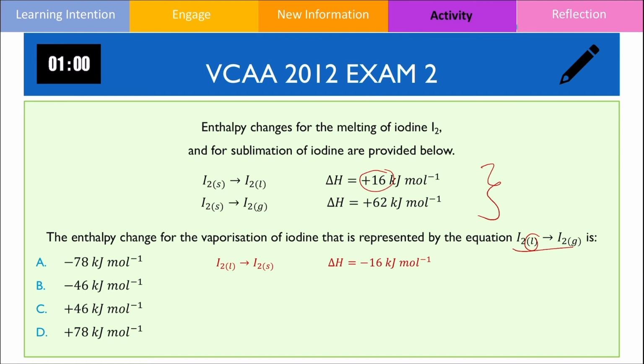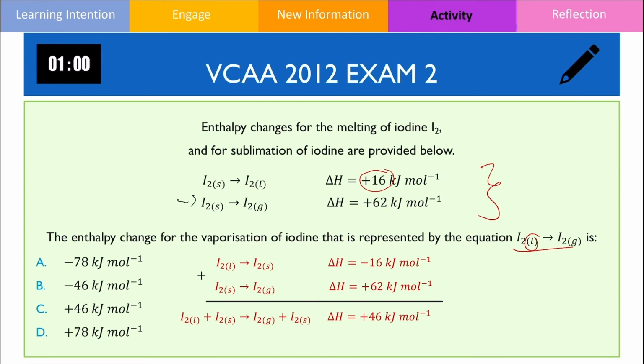Therefore, we should be able to get the answer if we add this equation with the second equation and make appropriate simplifications. When we add the two equations together, we can further simplify it by cancelling out solid iodine from both sides of the equation. Adding negative 16 with positive 62 gives us an answer of positive 46 kilojoules per mole, hence C is going to be the correct answer.